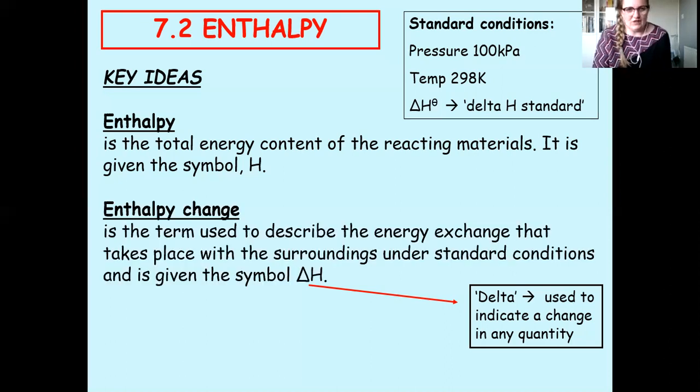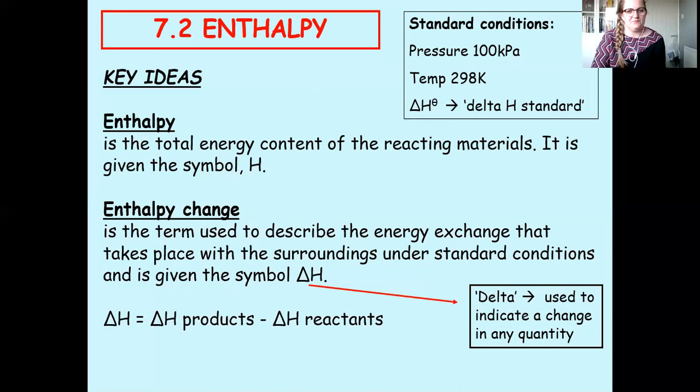Enthalpy change then is a term used to describe the energy exchange that takes place with the surroundings under those standard conditions I've just explained, and is given the symbol delta H. Delta is used to indicate a change in any quantity. So this one here is our delta H standard symbol. This is saying delta H for enthalpy change, so enthalpy change under those set conditions. We're going to describe that energy exchange between our environment, our surroundings, and our reactants.